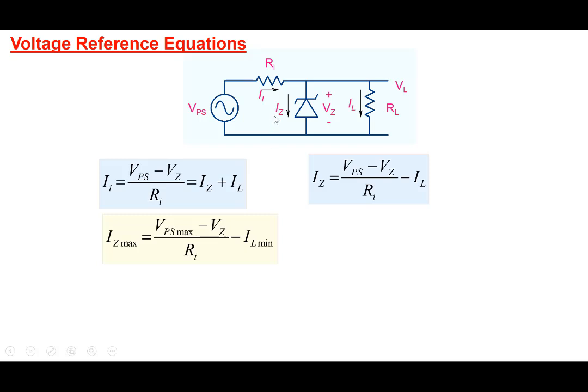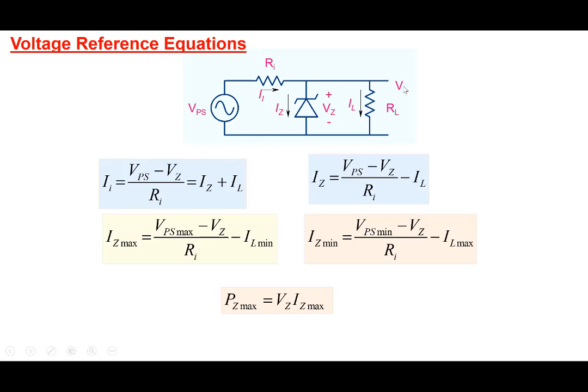And similarly, the minimum value of Zener current, IZ min, will occur when this term is minimum and this term is maximum. We are interested in minimum Zener current also because we want to stay in the breakdown mode. And if IZ minimum becomes too low, then our circuit will not act like a good constant voltage element. And of course, then we can calculate PZ maximum. The maximum power dissipation will be equal to VZ times IZ maximum. So these are the equations.